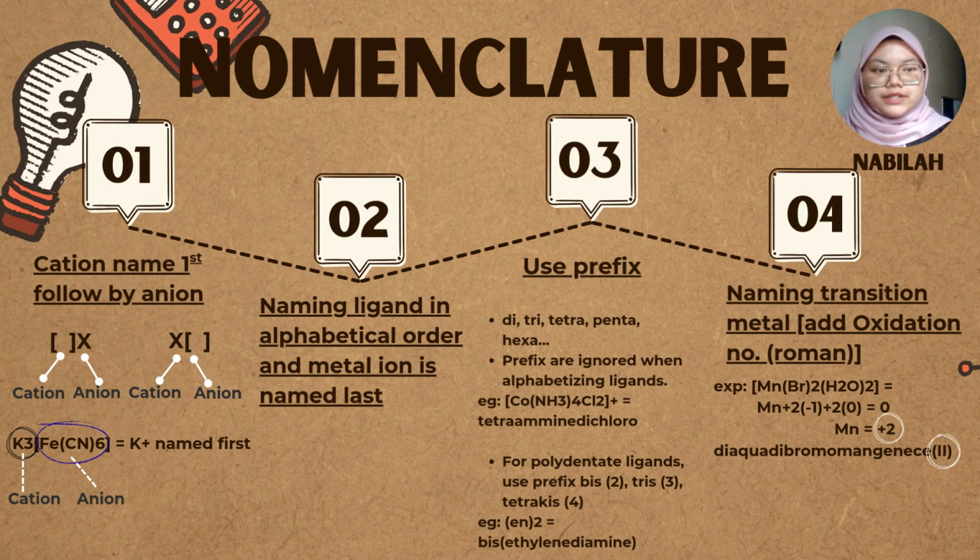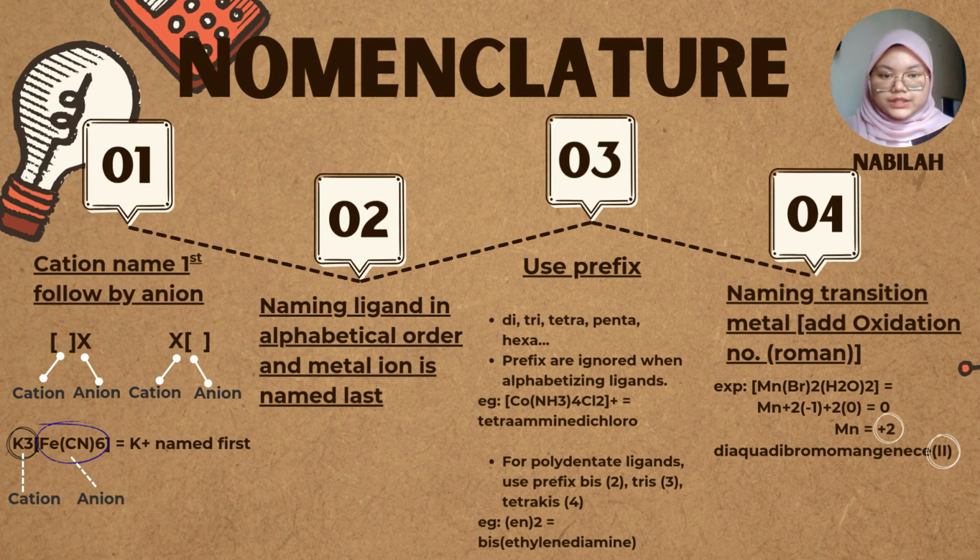Okay, for naming coordination compounds, there are several basic rules that we need to follow. First, the cation is named before the anion. If the complex ion is negatively charged, the metal name ends with -ate. Second, ligands are named before the metal ion, and they are arranged in alphabetical order, ignoring any prefix.